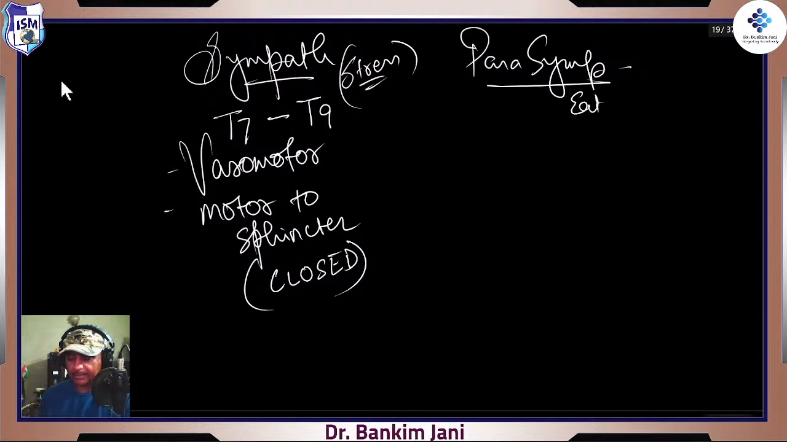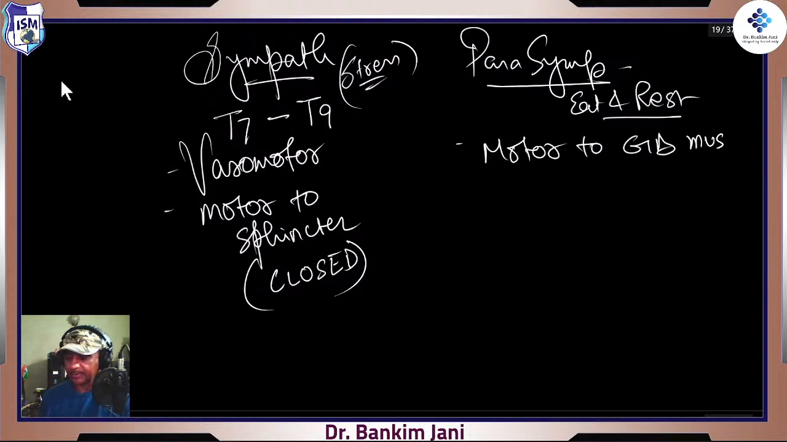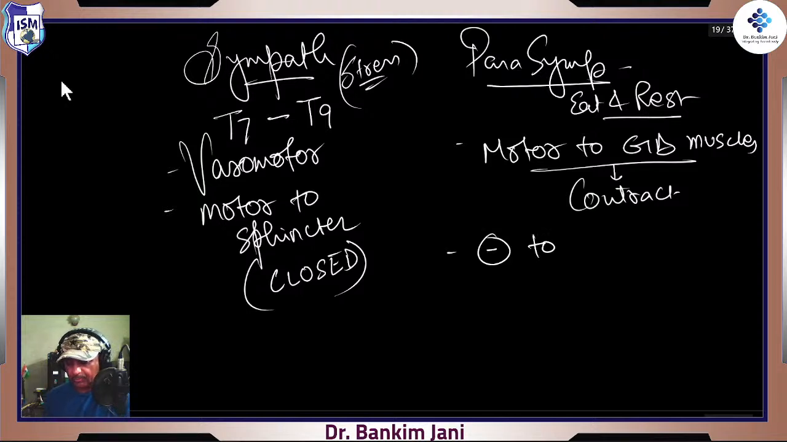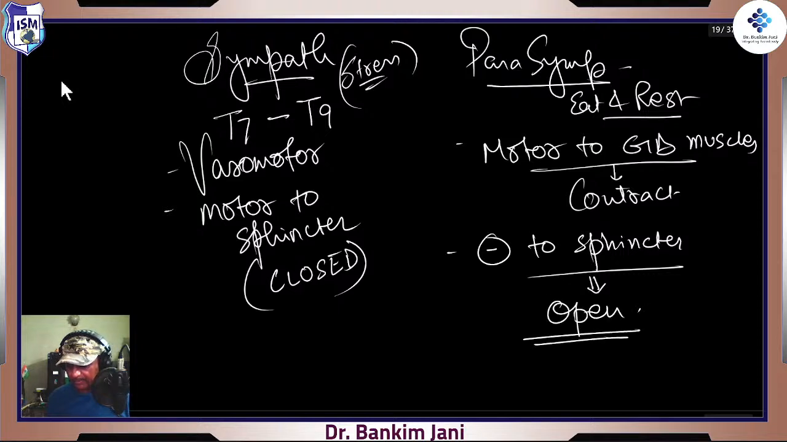Parasympathetic, it is eat and rest, right? Eat and rest. So it is just the reverse of the entire thing. So over here, it would be motor to gallbladder muscles, right? Okay, come on, gallbladder, you contract. So gallbladder would contract. When gallbladder is contracting, all those sphincters which we saw, this would be inhibitory to those sphincters, right? Inhibitory means those muscles would relax. When they relax, that means those sphincters would open. So in simple words, sphincters open. Once they open, the rest of the process is known to you, right?